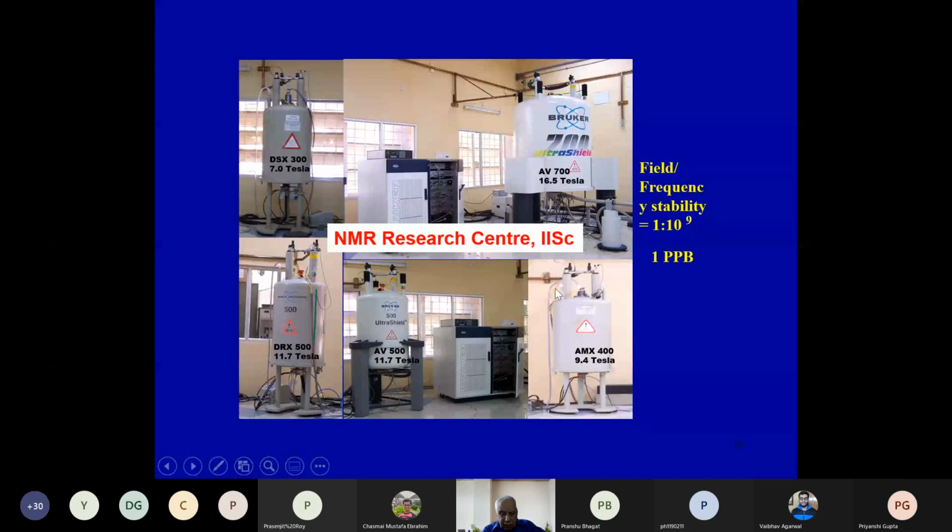But we just use this same hardware. We have an NMR research center here, one of the best centers in India, which has 7-8 spectrometers, and each of these has a homogeneity and stability of 1 part per billion. These are, of course, commercial magnets. Many of these are from Bruker. This is 700 megahertz. We have now 800 also. We have not yet got a 900 or 1000 megahertz. Many people have got 1000 megahertz in the USA.